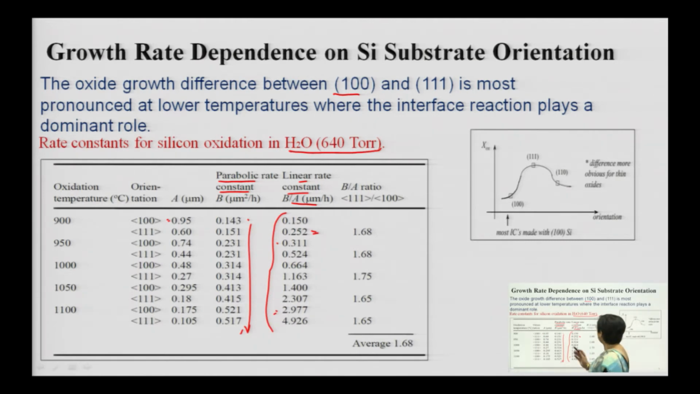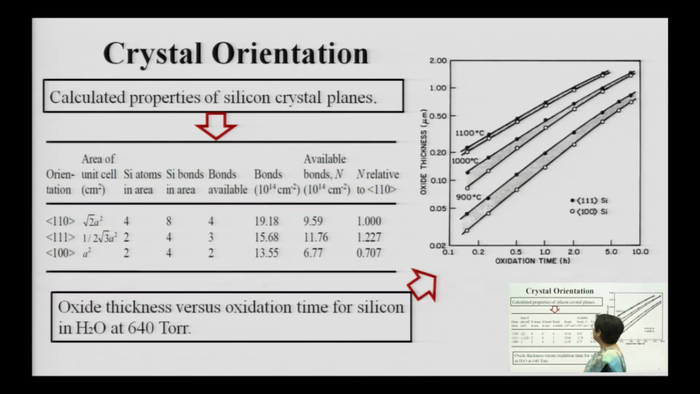So, a drastic change will take place, and that is why this particular parabolic rate constant will not have much impact, whereas the linear rate constant will have greater impact because more oxidizing species will be available. Then comes what is being discussed.